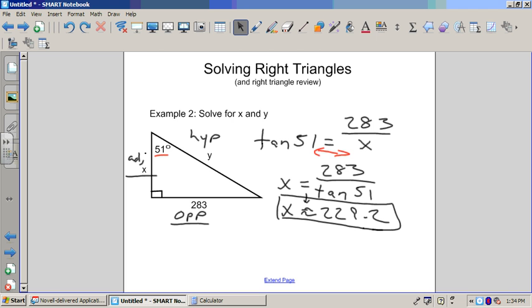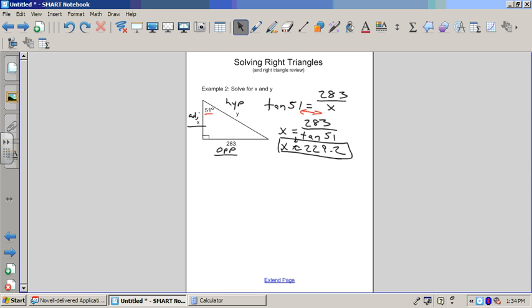How am I going to solve for y? Well, first I'll extend the page just a little bit so I've got a little more room. y is the hypotenuse, and I know the opposite. What trig function uses the hypotenuse and the opposite? SOH. So the sine of 51 degrees is going to be equal to 283 over y, which tells me that y is going to be equal to 283 over the sine of 51 degrees. See how easy that is?